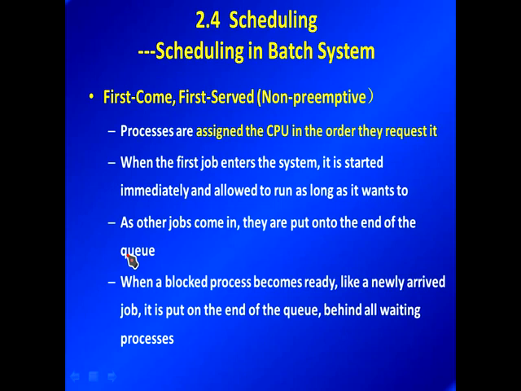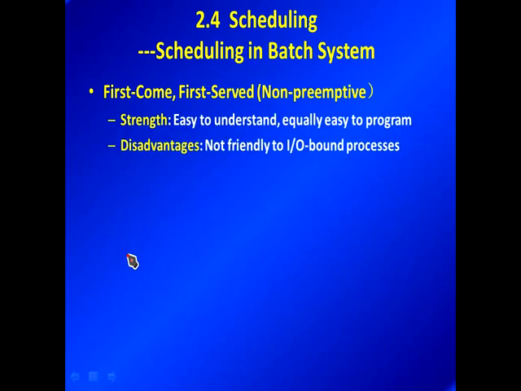It's very simple. You just need to assign the CPU according to the order that the jobs arrived at the system. It means the job that arrives first can get the CPU first, and then the next. So it's very simple, but it has a big disadvantage because it's not friendly to I/O bound processes.